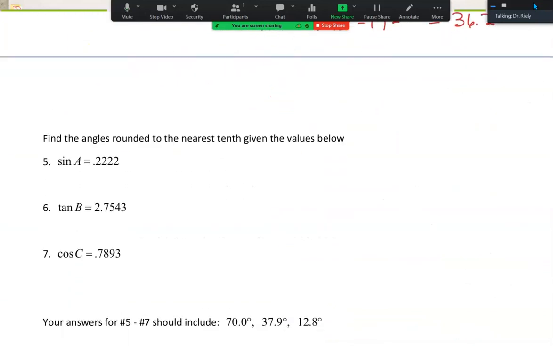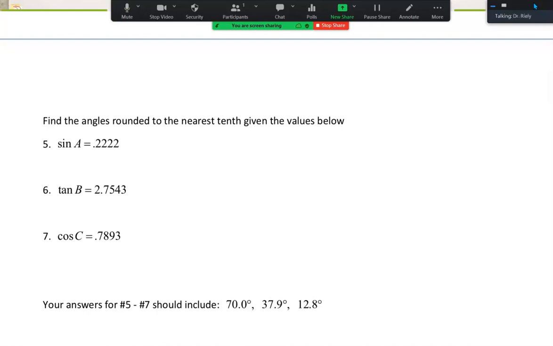Okay, so that brings us to this next little section. It wants us to find the angles, and they gave us the sine, the tan, and the cosine of an angle. They gave it to us as a decimal instead of a fraction. Don't let that trouble you. When you want to find your angle, we always use the inverse trig. So this is what goes in your calculator, and you should be getting 12.8 degrees, and that works out well.